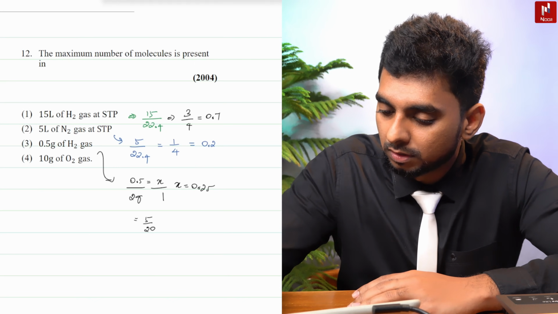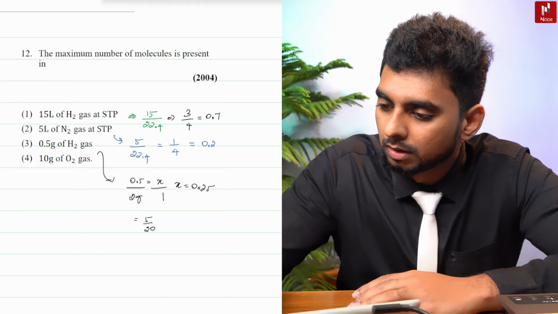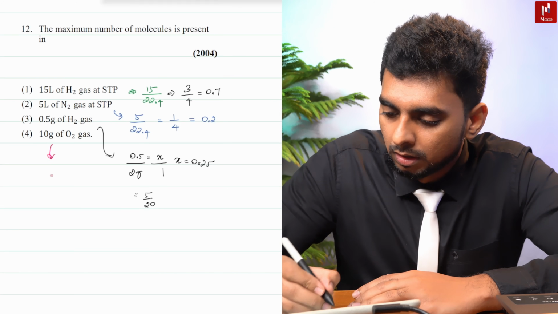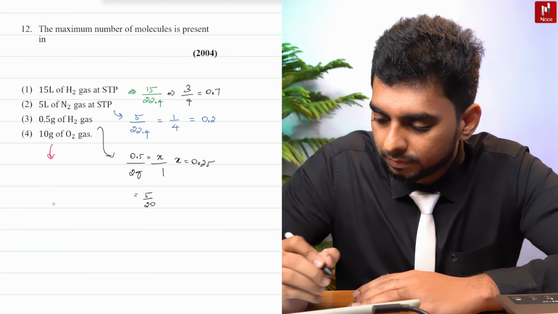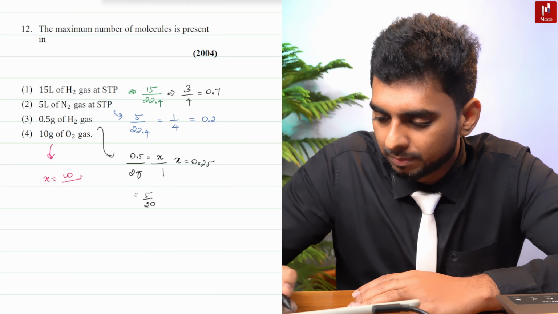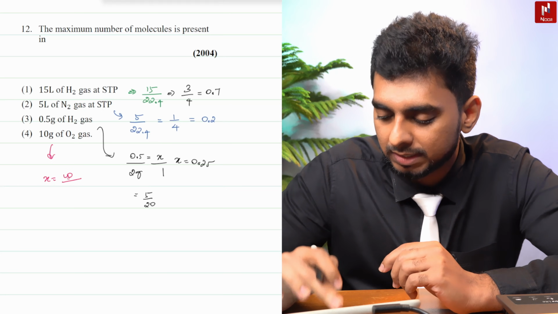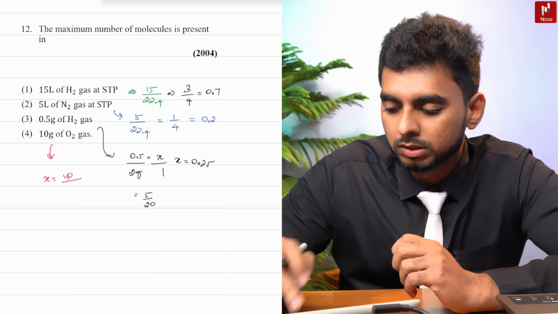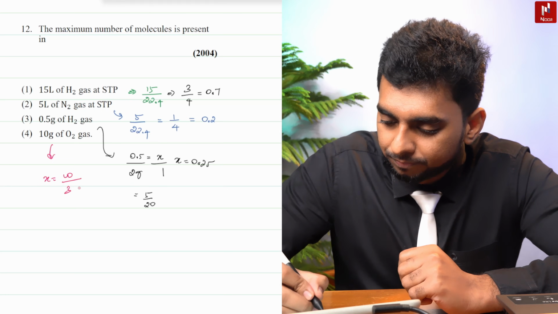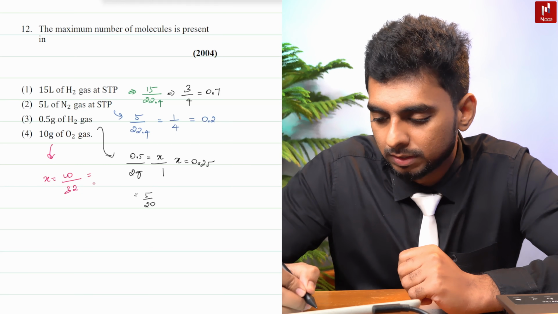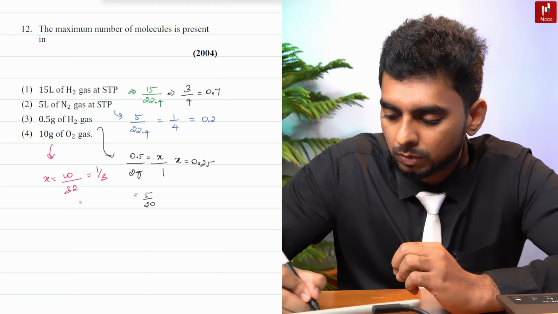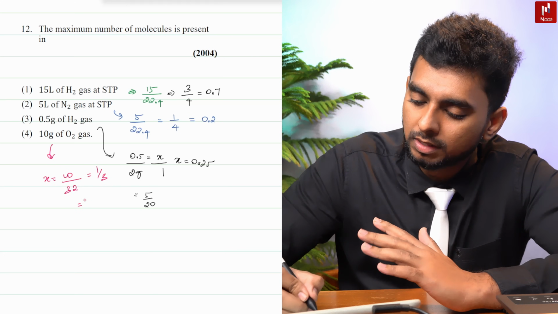Same way, let me do it for the oxygen O2. X will be equal to 10 gram divided by, I'm just doing it straight away, oxygen will give you 32, isn't it? If I approximate this one, that will give you 10 divided by 30, which is nothing but 1 by 3. So 1 by 3 will be equal to 0.33 moles.